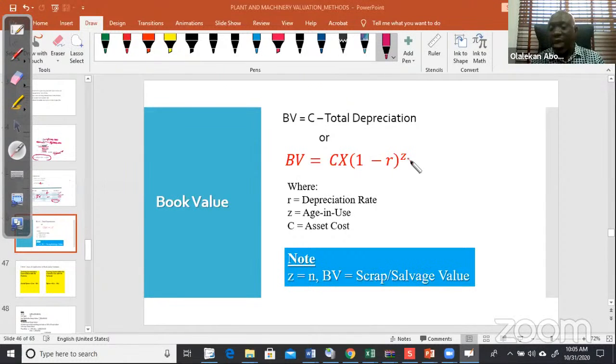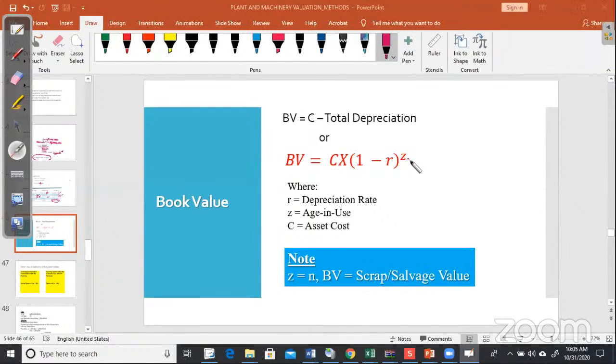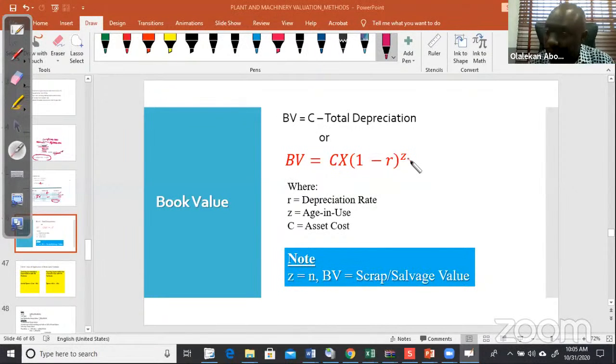It's only that I will just show you, I might not bother you so much about them, because that formula seems to be a little more complex than all these ones. And they are not in your study pack, so you might not be examined on them, but I will leave you with the formula, at least for knowledge's sake. Now, this one is peculiar to reducing balance or double reducing balance.